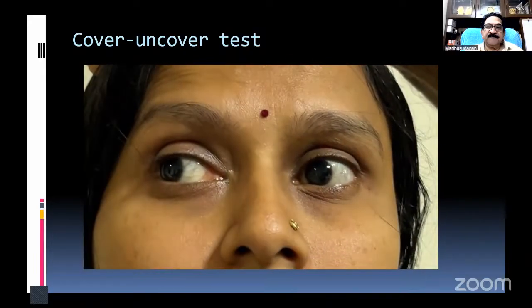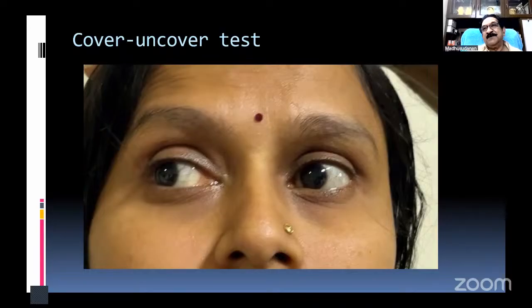Okay, what does this tell you? It tells you somewhat like a concomitant squint. In a concomitant squint, the patient fixes with any eye she likes. It can be alternate fixation. She can fix with the left eye or right eye.